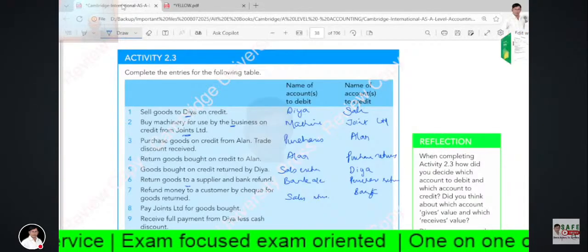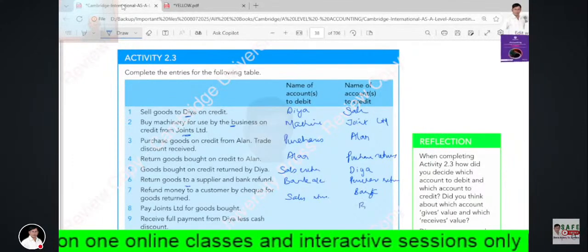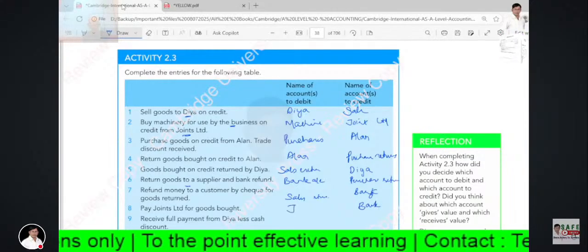So now pay Joint Limited for goods bought. So money will go out, bank account. Money will go out. So we will receive, Joint Limited will receive.